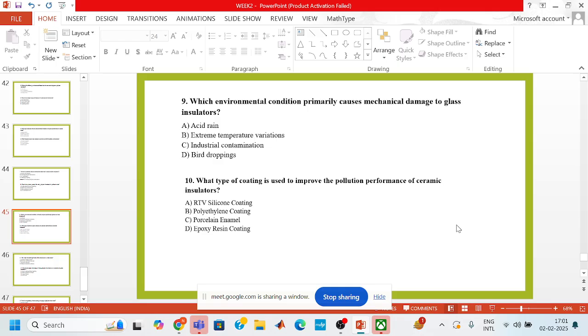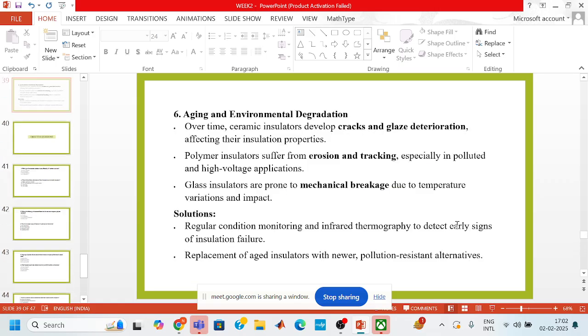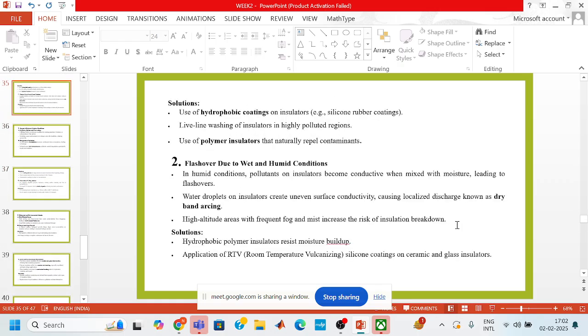The next question is, what type of coating is used to improve the pollution performance of ceramic insulators? First is RTV silicone coating, second is polyethylene coating, third is porcelain enamel, and fourth is epoxy resin coating. RTV silicone coating. Okay, anyone else? And what was the full form of RTV? Room temperature vulcanizing. Okay.